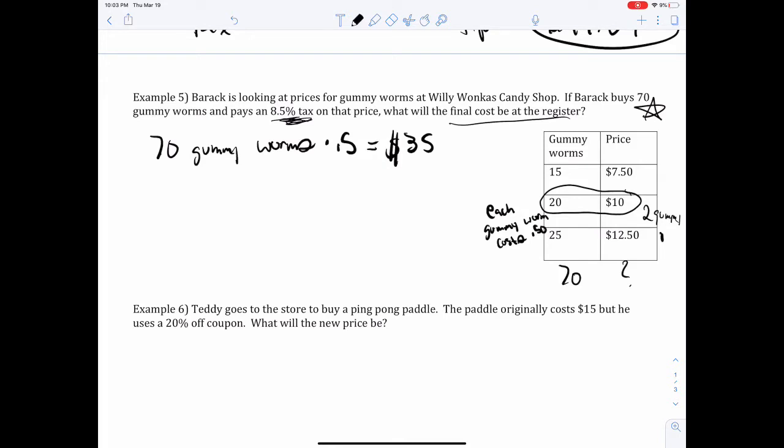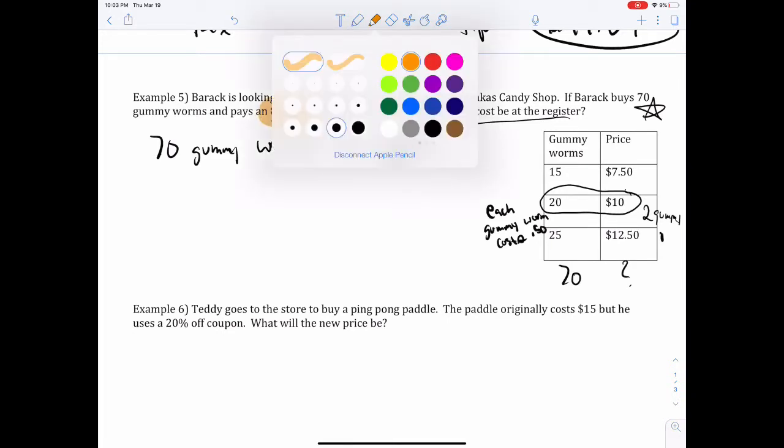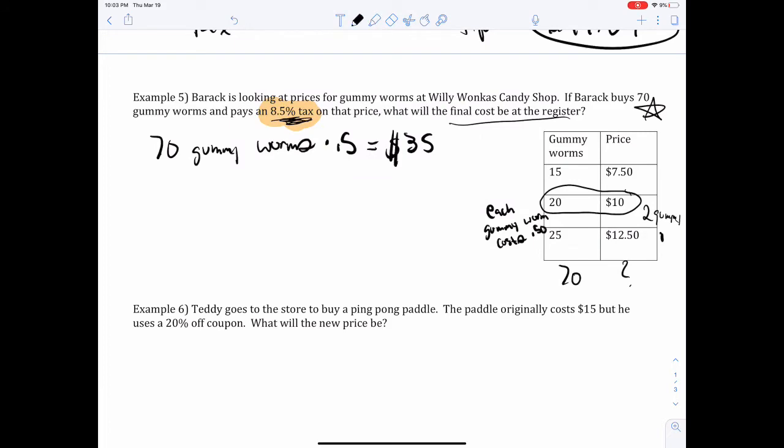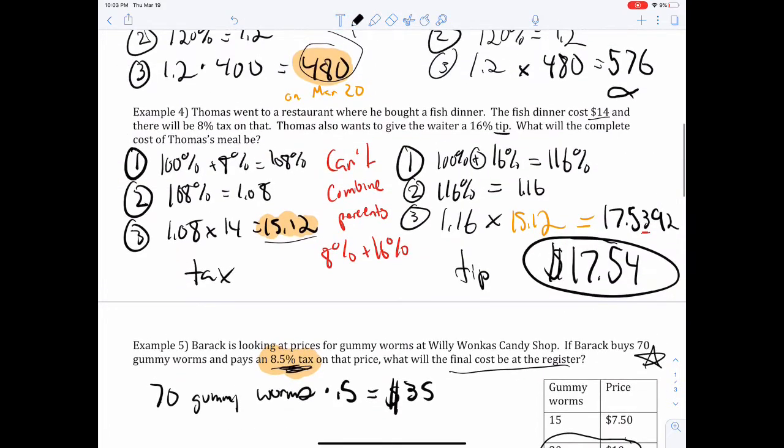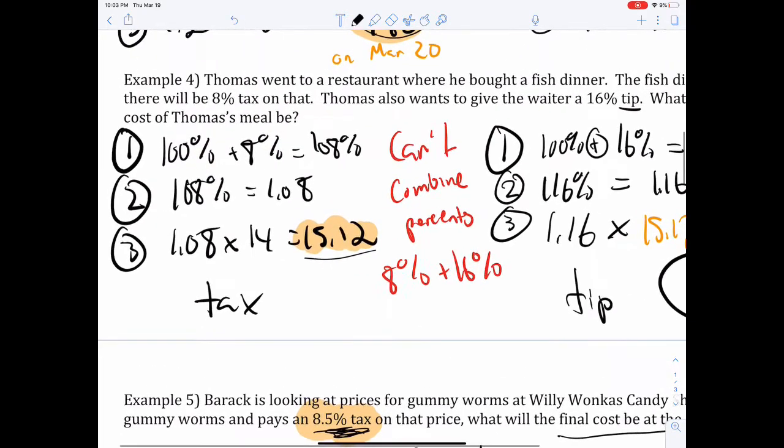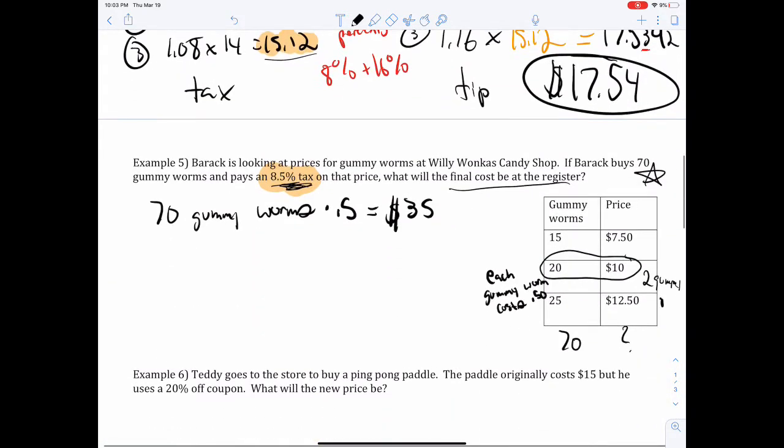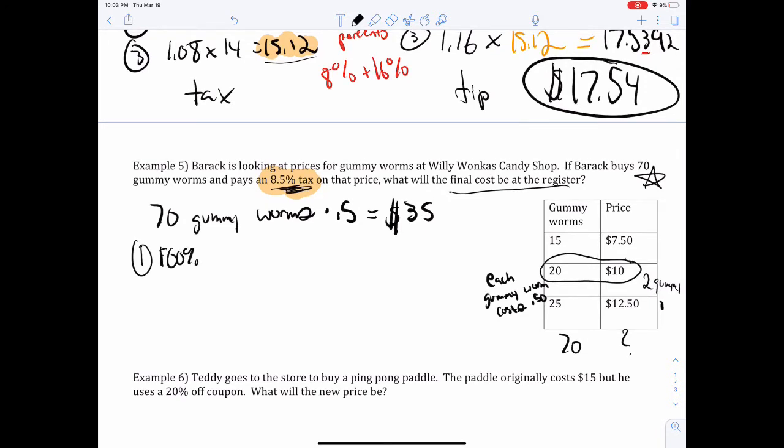But we still have to keep in mind this information. Otherwise, we'd be good. We would be so good right now. But there's an 8.5% tax on that. So, hey, we're back to where we were in this question. Let's just find the tax. So we'll do find new percent. That's 100% plus our 8.5% gives us 108.5%. 108.5% written as a decimal is 1.085.